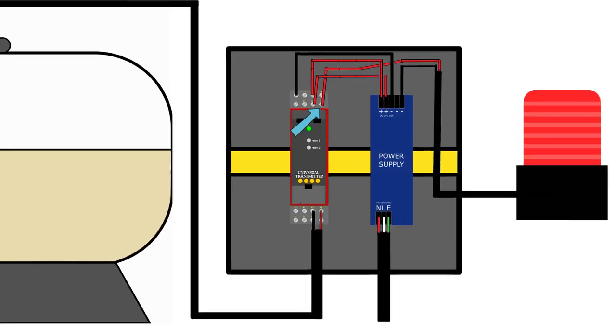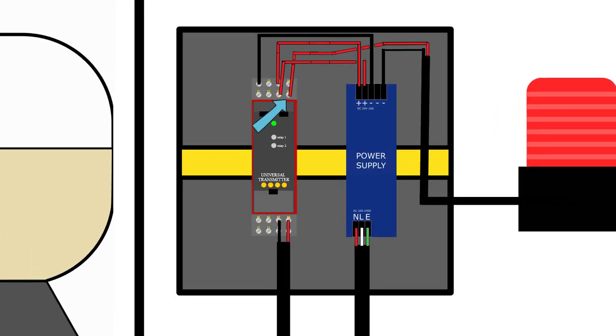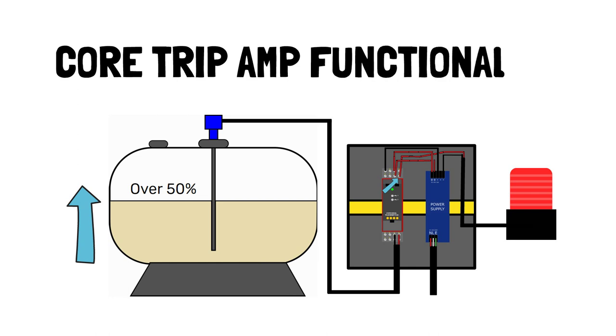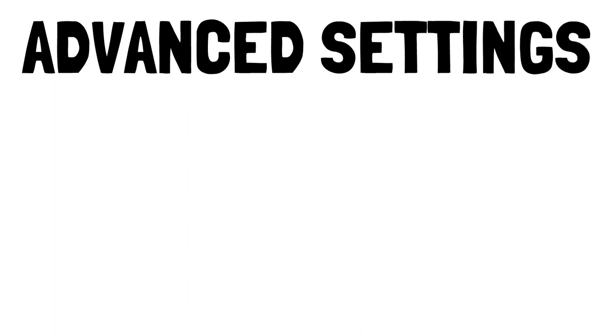It's worth noting here that in real systems, we would have some power management in this panel in terms of isolators and fuses, and likely have some way of accepting the alarm and turning off the flashing lights. But this example is just to show you the core trip amp functionality. Now you hopefully understand some of the basics, let's look at some of the more complex functions and settings you will likely find on a trip amp.